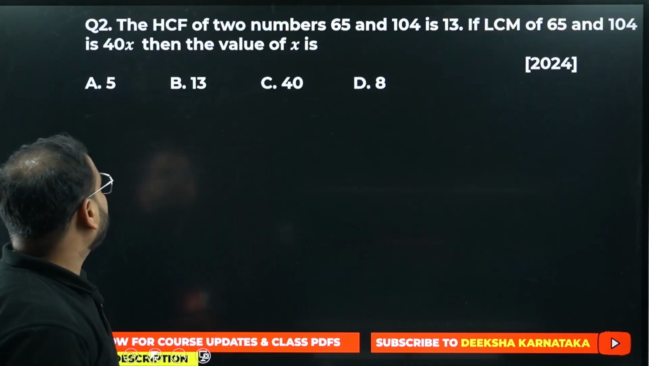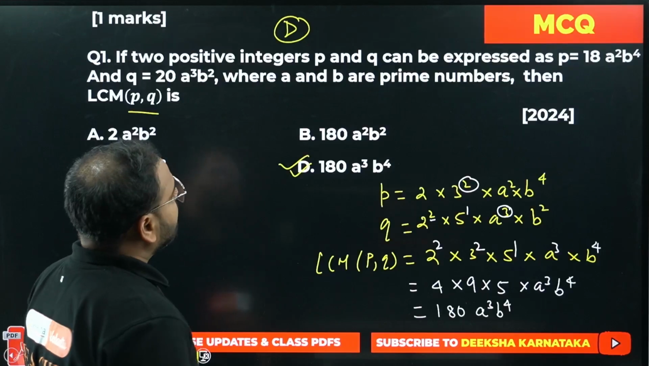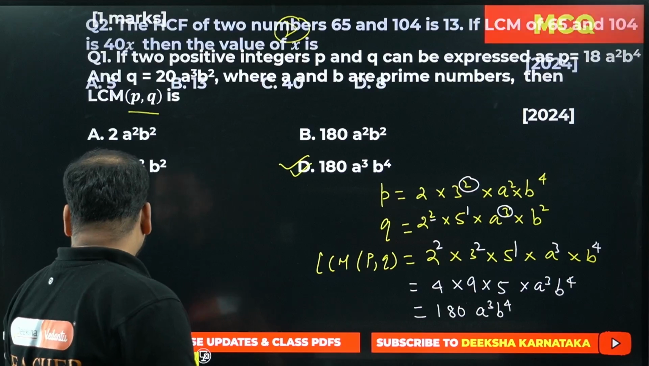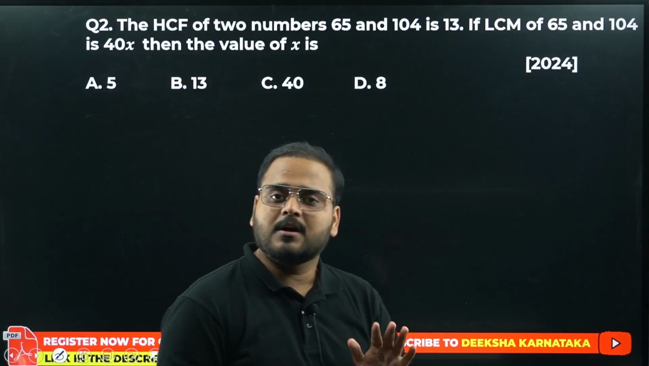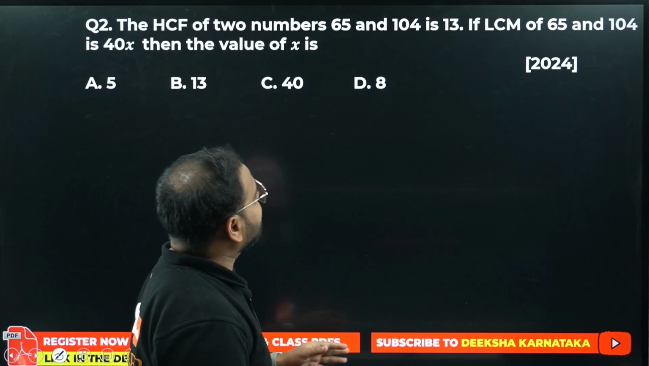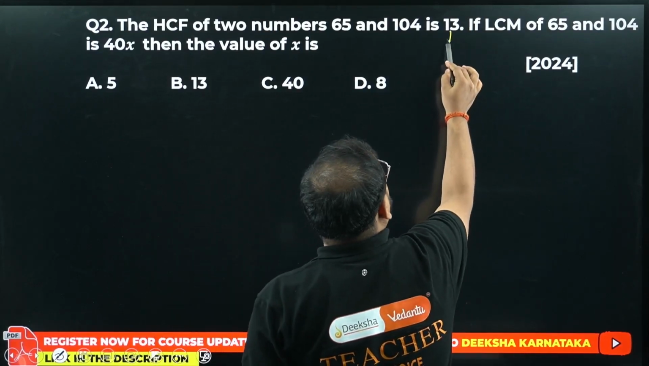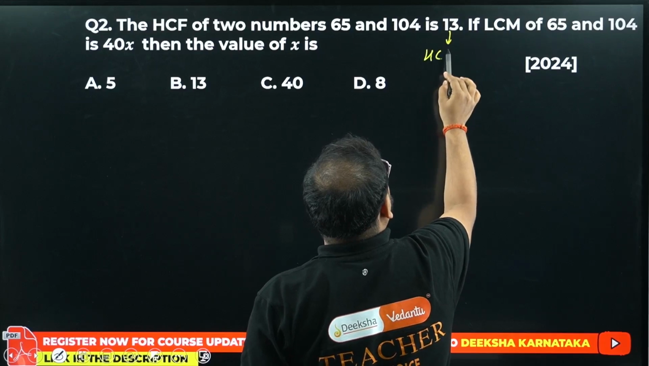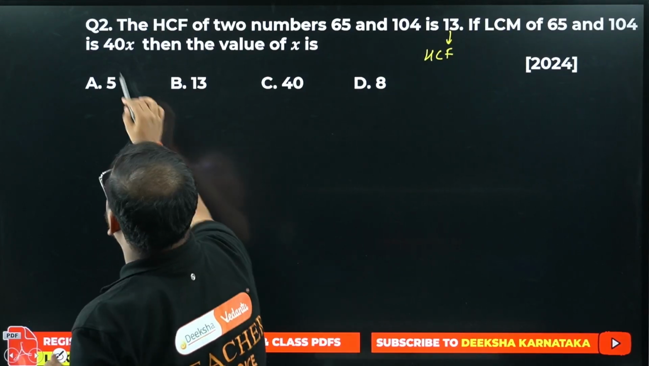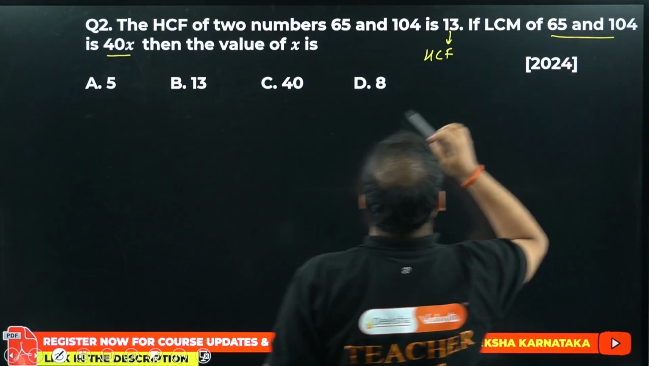Chaliye. Moving on, the HCF of two numbers 65. So again, this is your MCQ, 1 marker, asked in 2024. Might be in the Delhi paper, outside Delhi paper, but it is from your board section only. The HCF of two numbers 65 and 104 is 13. So they have given this as HCF. The LCM of 65 and 104 is 40x. Chaliye, 40x they have given. The LCM of these two numbers is 40x.